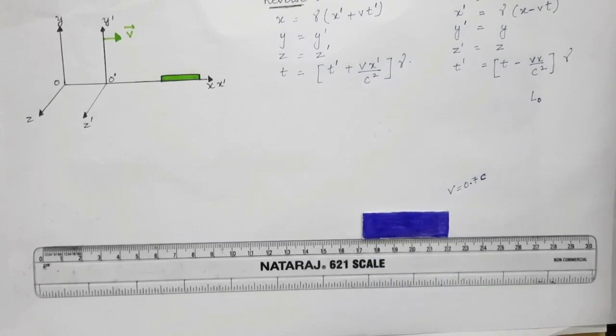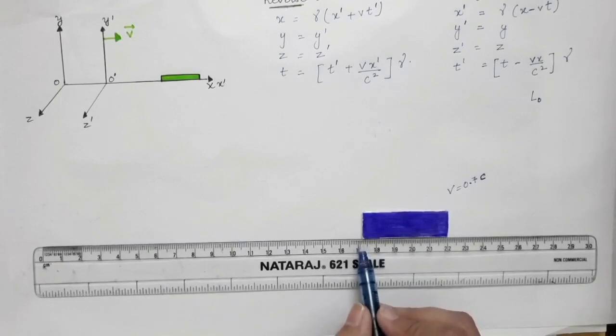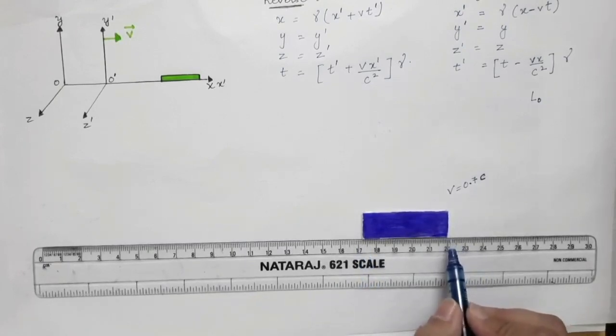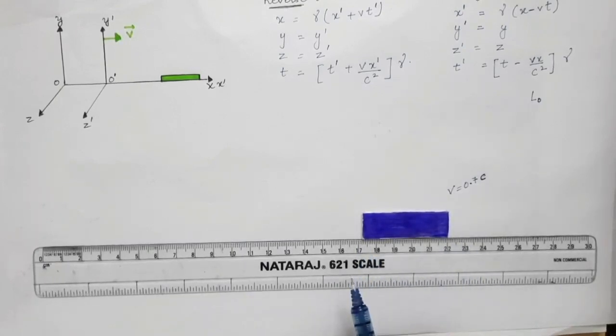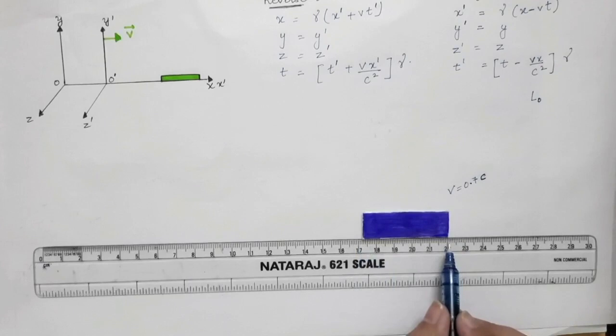But this measurement of the length is correct when the object is at rest. You can measure this coordinate, and after some time measure the other coordinate, and then subtract, because these two coordinates are not changing with respect to time. With time, these two coordinates are the same. This is 17, this is 22.